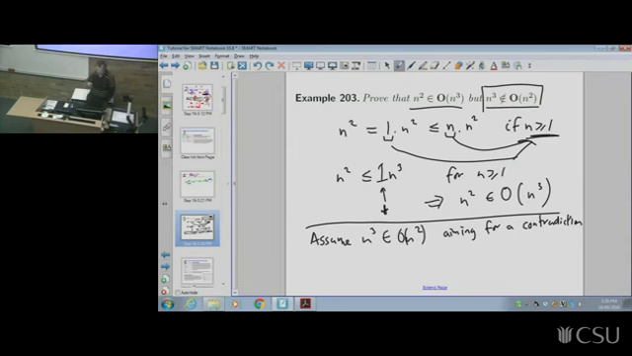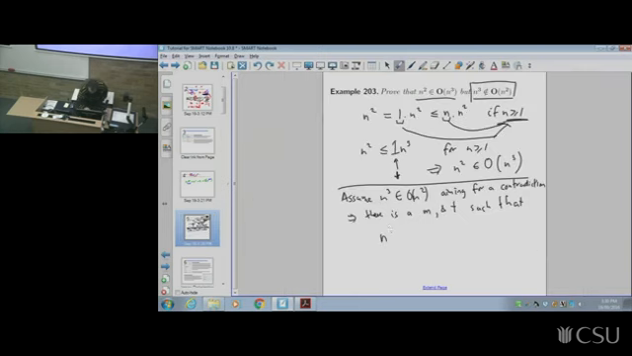So if n cubed is in that big O class, that would imply there is an m and a t such that n cubed is less than or equal to t times n squared for n greater or equal to m.